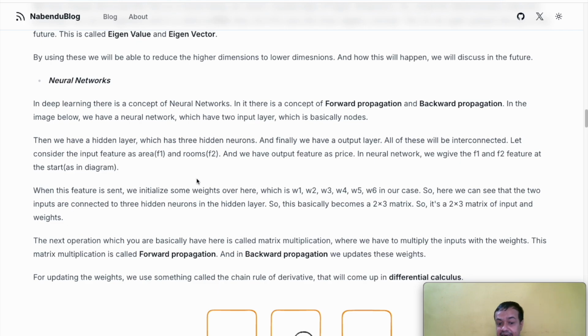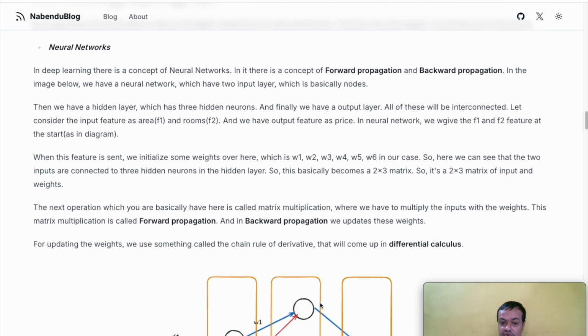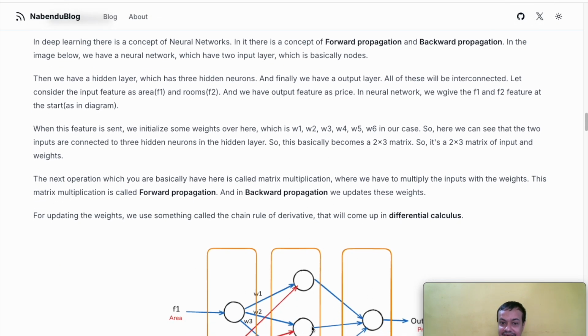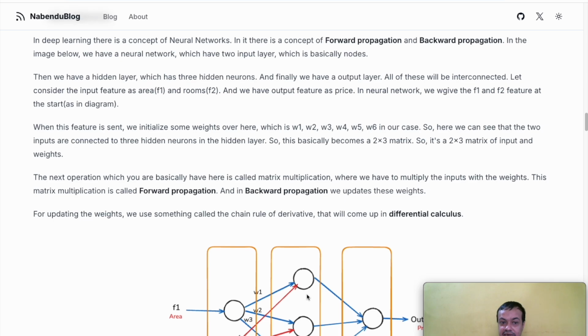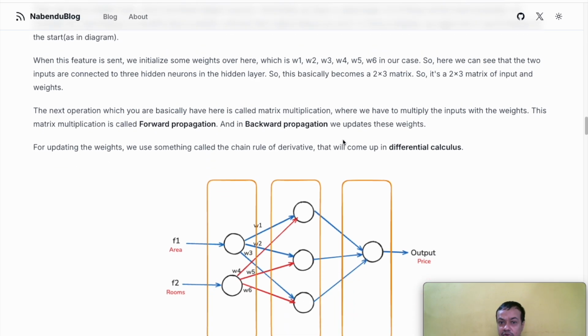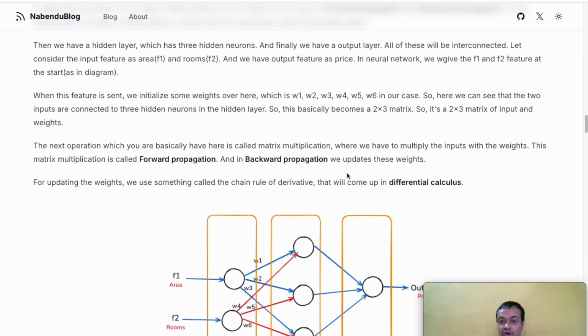So then we have a hidden layer. In neural network, there is something known as hidden layer, which is very important, which has three hidden neurons. So these are known as neurons. These circle things are known as neurons. And finally we have the output layer, which you can see. All of these will be connected. Let's consider the input feature as f1 and the room as f2, and we have an output feature as a price. Okay, output feature as a price.